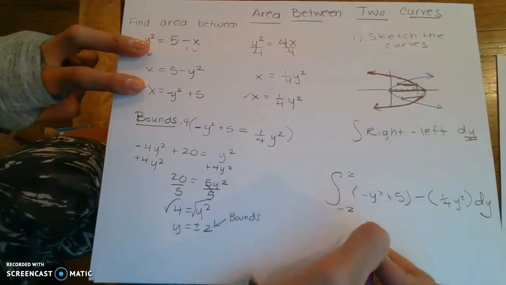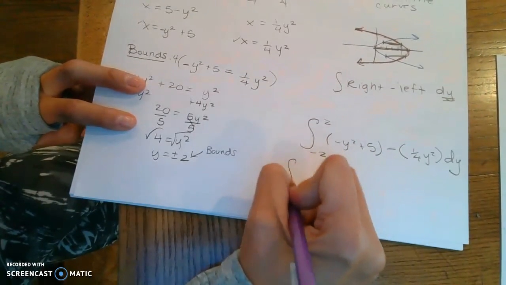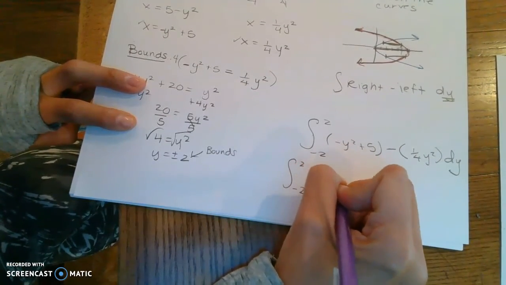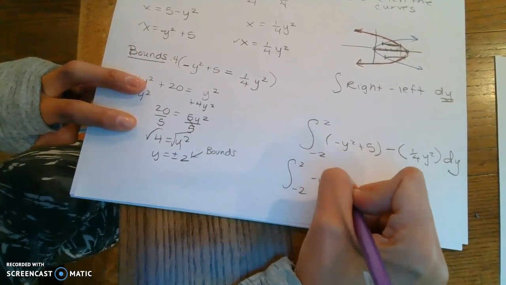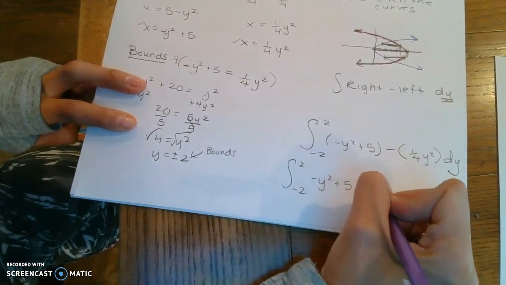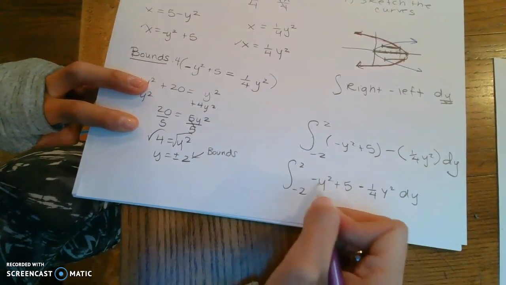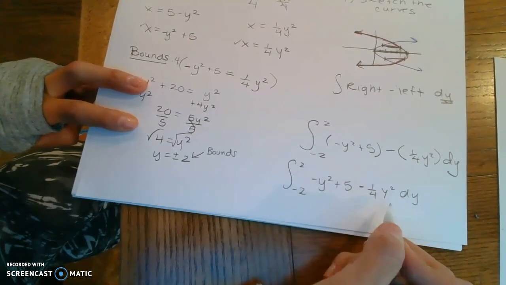This is now the correct setup. From here, you should be okay. From 2 to negative 2, we get the integral of negative y squared plus 5 minus 1/4 y squared dy. I want you to combine this and then go ahead and integrate.